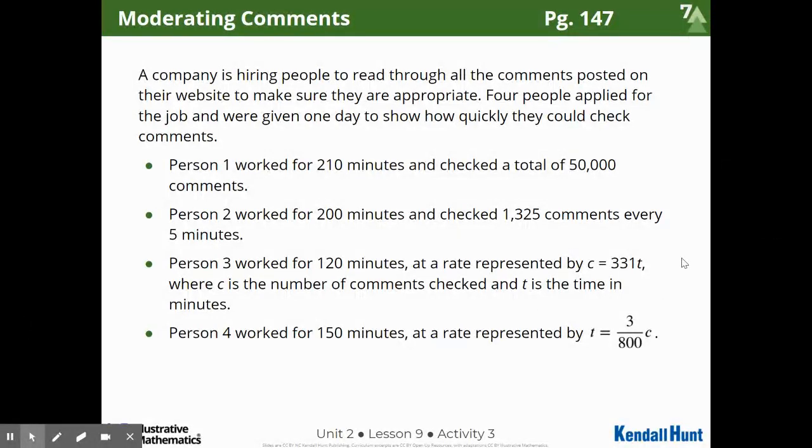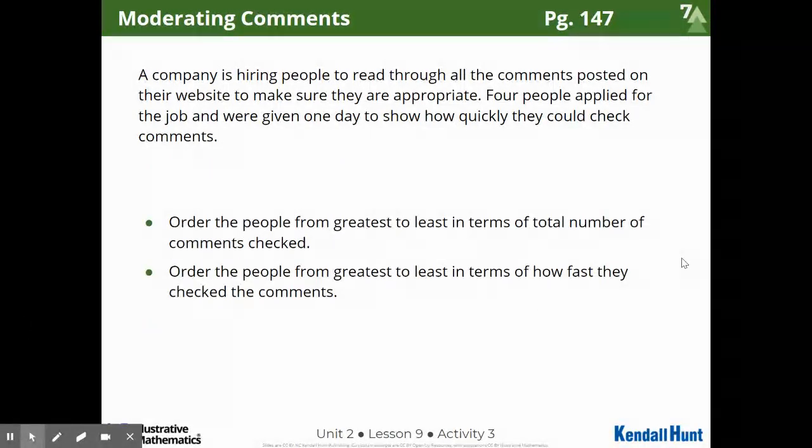So what is our questions asking us? So the first question is, order the people from greatest to least in terms of total number of comments checked, and then order the people from greatest to least in terms of how fast they checked comments.